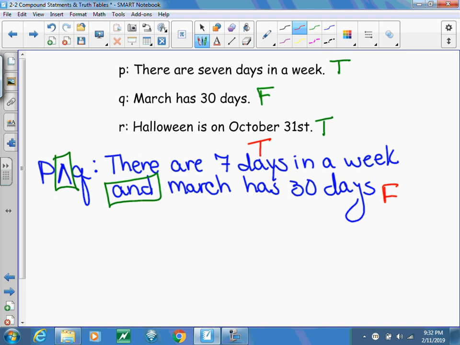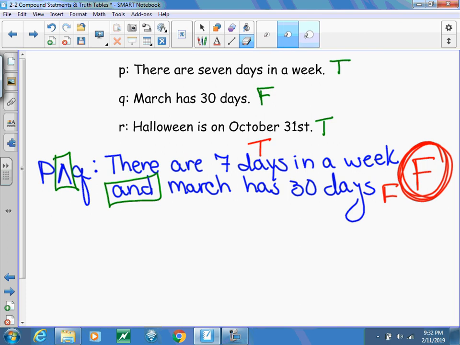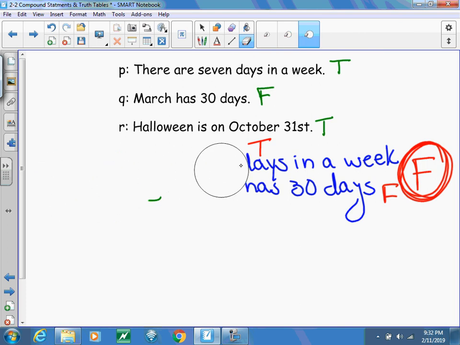Now, in order for a conjunction to overall be true, both have to be true. So since I have one true and one false, this statement right here overall is false. There are 7 days in a week and March has 30 days. That is a false statement. Okay. All right, let's try another one.